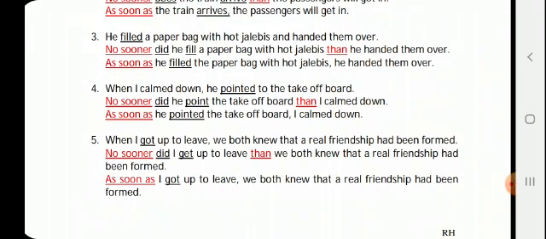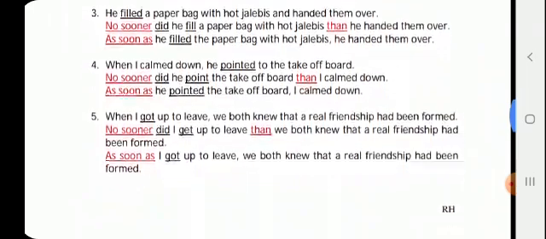He filled a paper bag with hot jalebis and handed them over. So, no sooner: filled is in the past tense, so we've added did. He, filled will become fill. A paper bag with hot jalebis, then you add the word than. Then the next action, he handed them over. As soon as: remove the word did. Fill will become filled, past tense V2. The paper bag with hot jalebis. Replace than with comma. And then the next action, he handed them over. Great. Let's look at the next one.